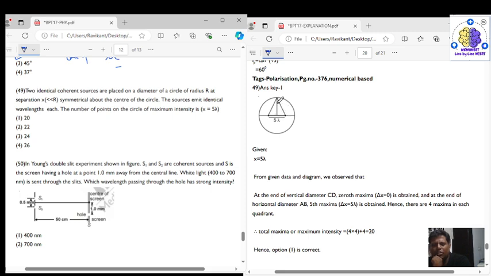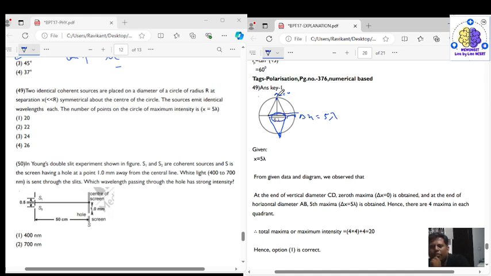So if we check on the points, this point and a point opposite to this, for both the cases, the path difference will be 0. So here we will have maxima. Path difference, that is delta x, is equal to 0. Now if we check at this end, here delta x will be equal to 5 lambda. Why? Because this ray will travel only this much of path, and this ray will travel this path, and the path difference will be equal to 5 lambda, which is equal to x. So here it is 5 lambda.